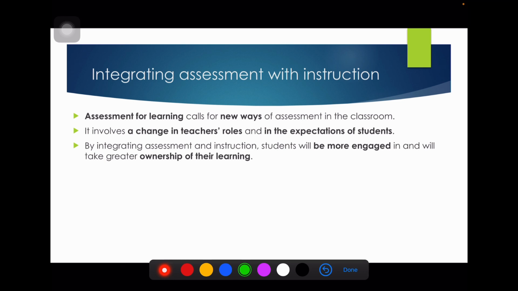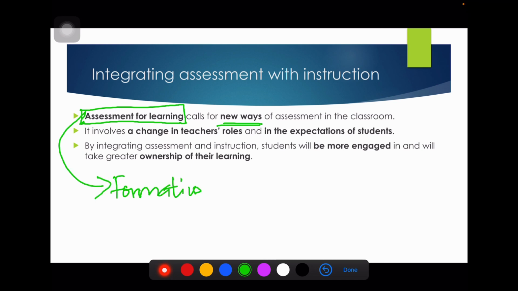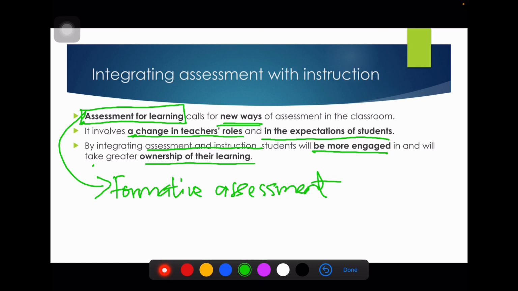Another one is assessment for learning. It calls for new ways of assessment in the classroom. Assessment for learning is another name for formative assessment. It involves a change in teachers' roles and in the expectations of students. By integrating assessment and instruction, students will be more engaged in and will take greater ownership of their learning.